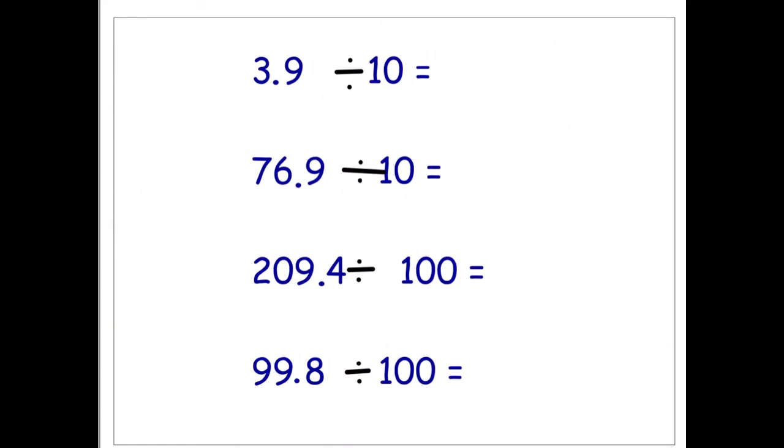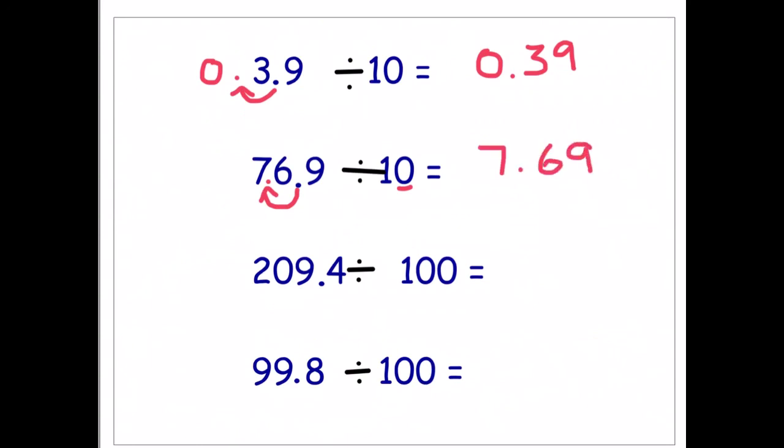Right, let's see how we get on. First question, 3.9 divided by 10. Moving your decimal point to the left once will give me an answer of 0.39. Second question, again our decimal point will move to the left just once because we're dividing by 10, will give me an answer of 7.69.